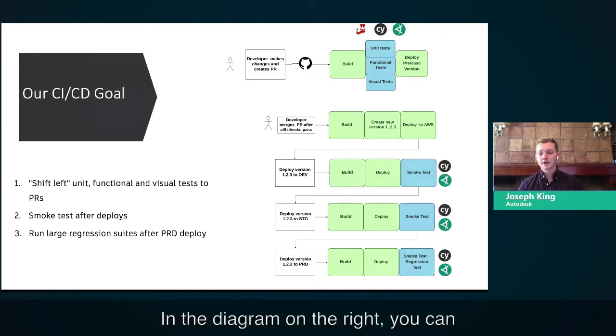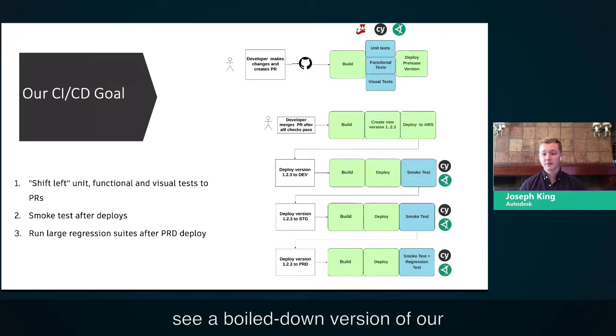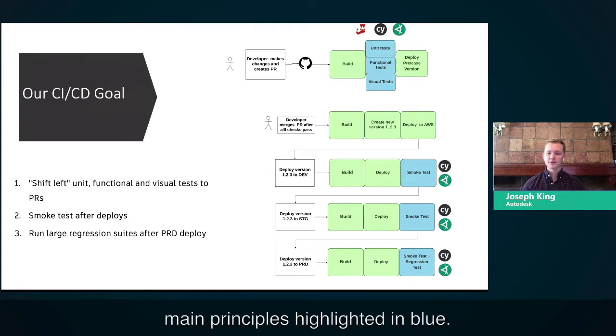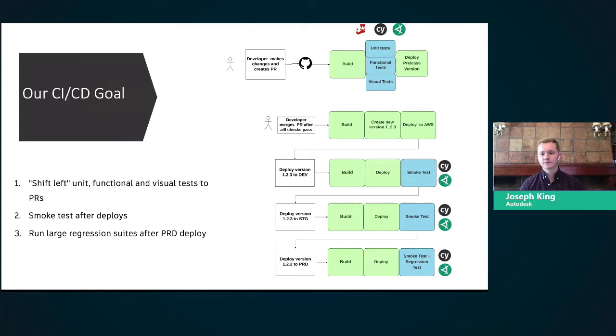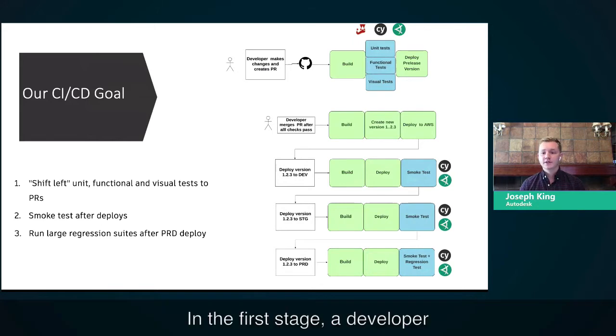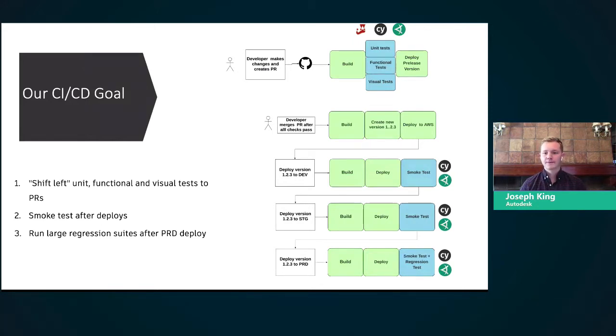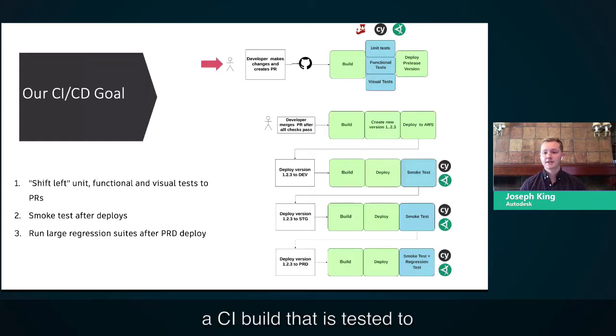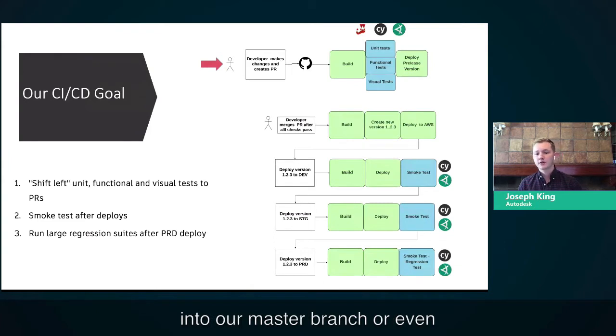In the diagram on the right, you can see a boiled down version of our build and deploy pipeline with these main principles highlighted in blue. In the first stage, a developer writes some code and creates a pull request. This triggers a CI build that is tested to the max with unit, functional, and visual tests. It's here that we want to catch all possible bugs so that they don't make their way into our master branch, or even worse, onto staging or production.